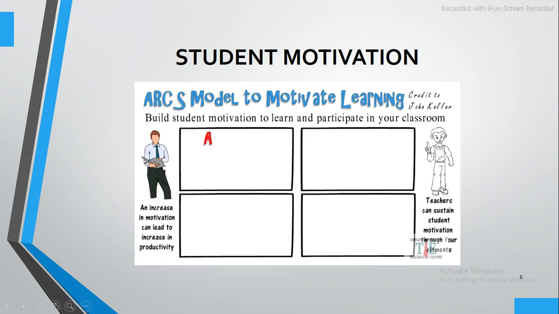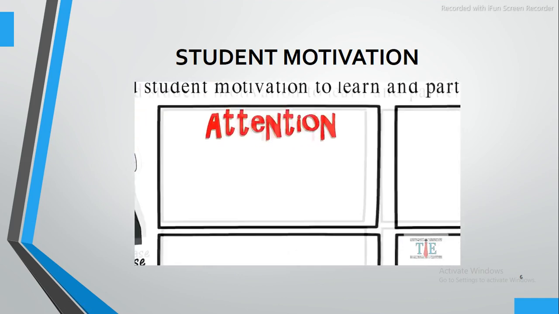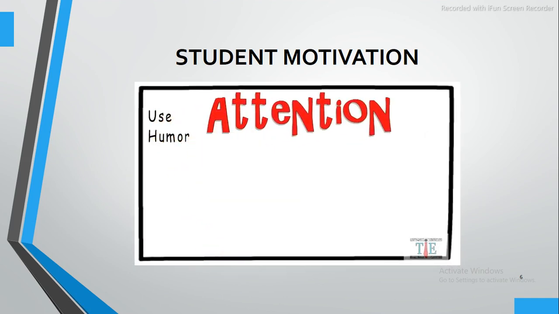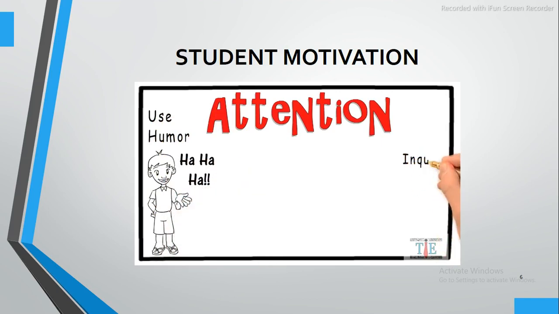Keller's elements. First up is the A from ARCS, which stands for attention. One way to get their attention is to use humor. There's nothing wrong with adding a laugh in every once in a while. Inquiry-based learning methods will inherently keep your students' attention. Present students with an interesting dilemma or problem to solve and watch them get excited.